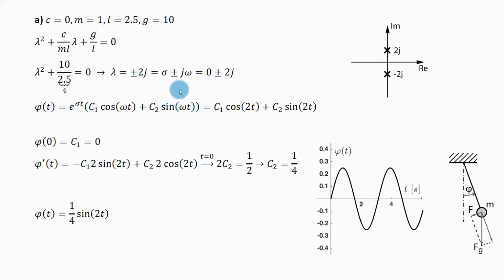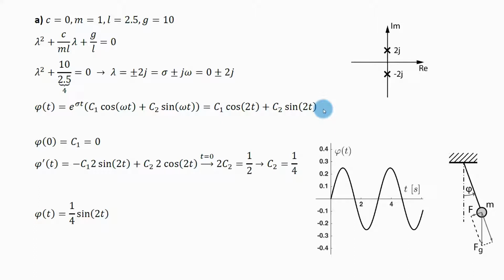My roots have 0 real part and the imaginary part is plus minus 2j. So my sigma is 0 and my omega is 2. When I take these values and substitute them into the general solution, this exponential will be equal to 1. And for omega I will substitute 2. That will give me this. So this is the general solution which shows all the possible ways how my pendulum can move.